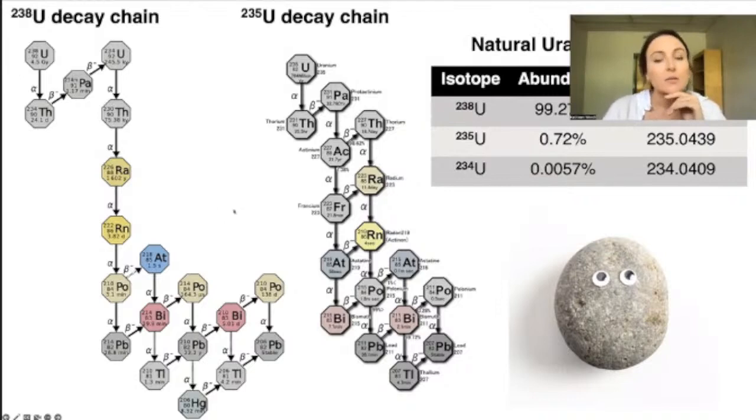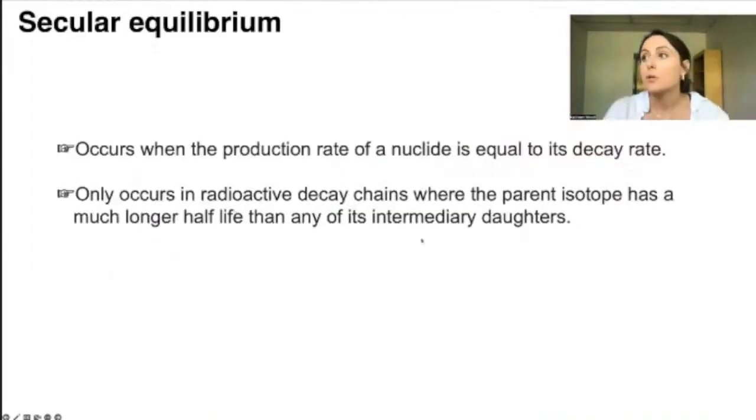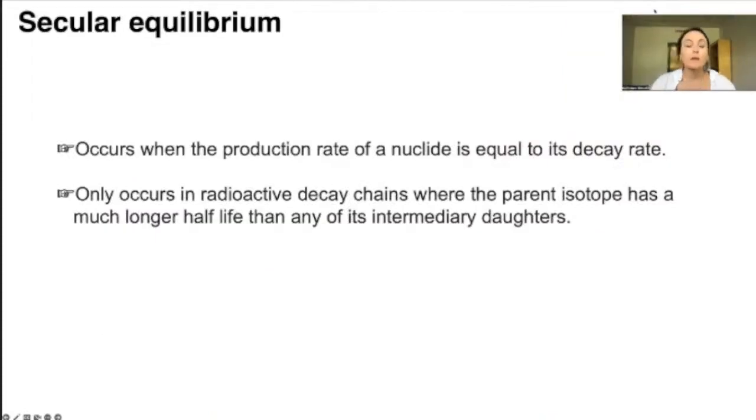So I mentioned the word secular equilibrium. Let's take a second and define it to make sure that we're all on the same page. Secular equilibrium is a situation in which the quantity of radioactive isotopes remains constant because the production rate of a nuclide is equal to its decay rate. And this is a very special situation that can only happen if a parent isotope has a much longer half-life than any of its intermediate daughters.